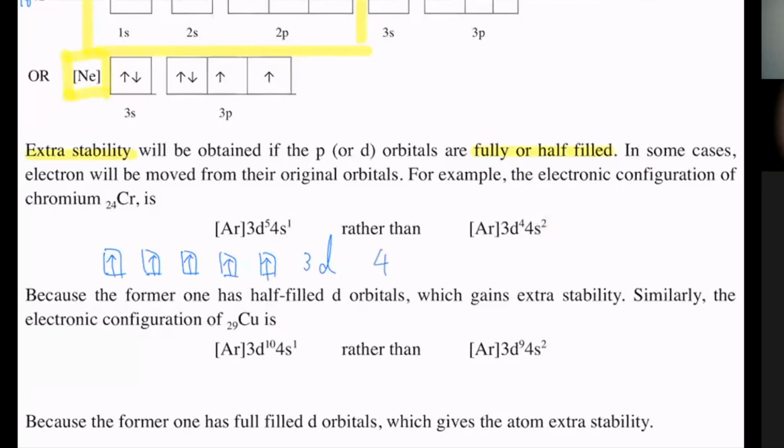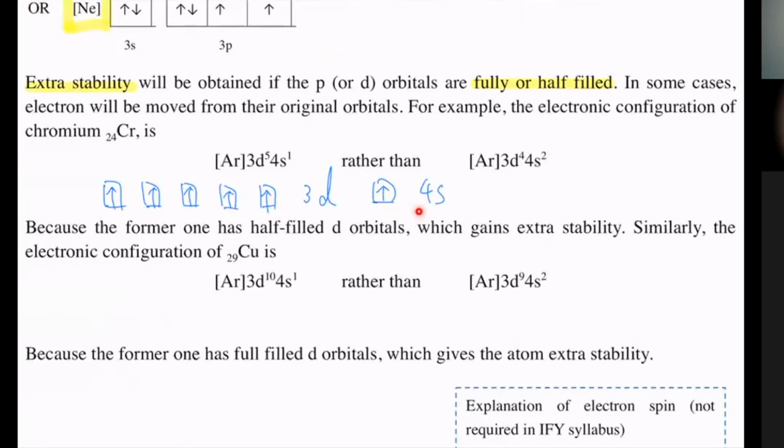And now we also got 1 in 4s. That again is half filled. So that provides extra stability. Alright? How many electrons can the orbitals hold? Total 10. Because for the 3d subshell, it got 5 orbitals. So each of them can hold 2. So total 10 electrons. Alright? So this is preferred.